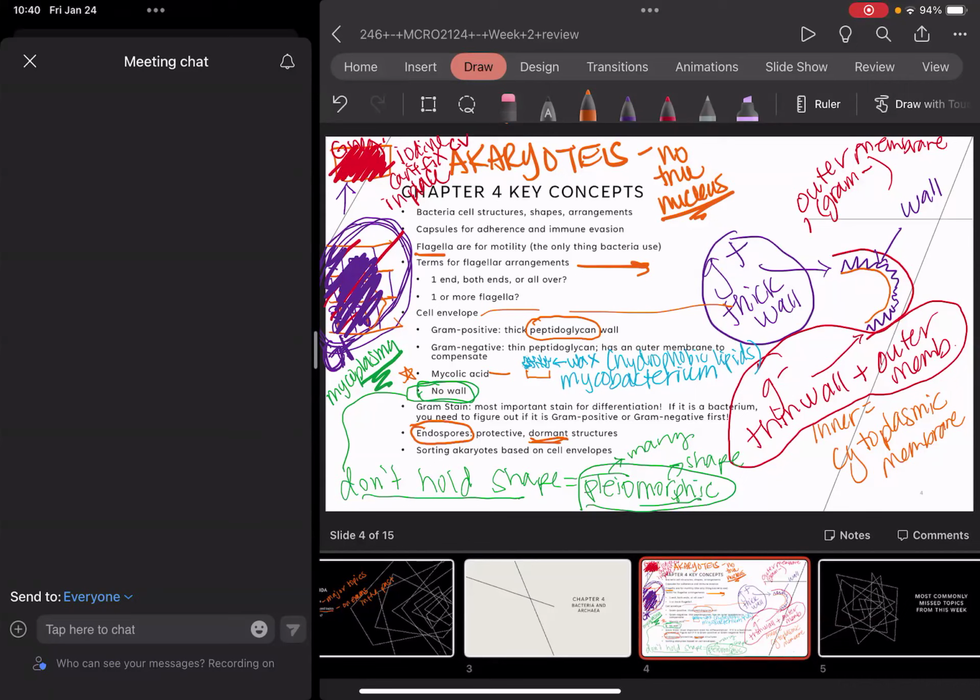And then we sorted out all of our eukaryotes based on their cell envelope. So real quick, I'm going to talk about that.